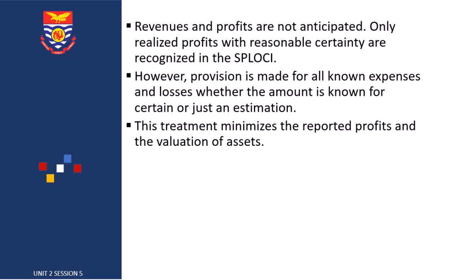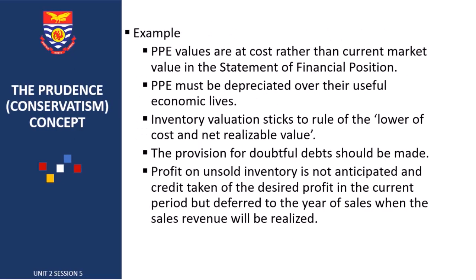However, provision is made for all known expenses and losses, whether the amount is known for certain or just an estimation. This treatment minimizes the reported profit and the valuation of assets. Examples of the usage of the prudence concept include: property, plant and equipment values are at cost rather than current market value in the statement of financial position. Property, plant and equipment must be depreciated over their useful economic lives. Inventory valuation sticks to the rule of the lower of cost and net realizable value.